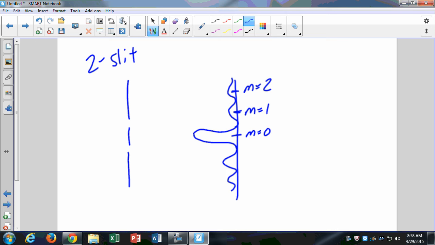0 wavelengths. That's why you get complete constructive interference, because there's no path length difference. Whereas here, I get a path length difference of half a wavelength, 1 wavelength, 1.5 wavelengths, 2 wavelengths, and on and on. So that's that path length difference.